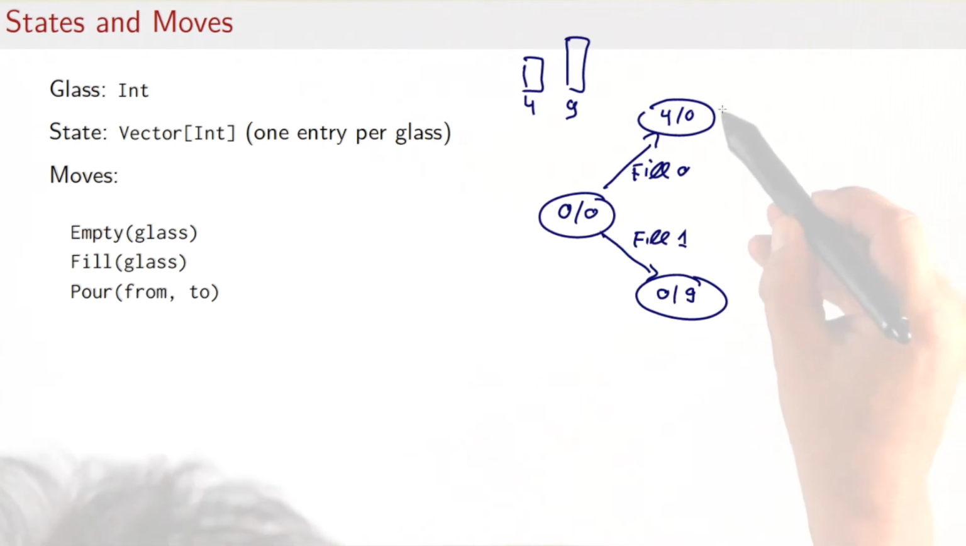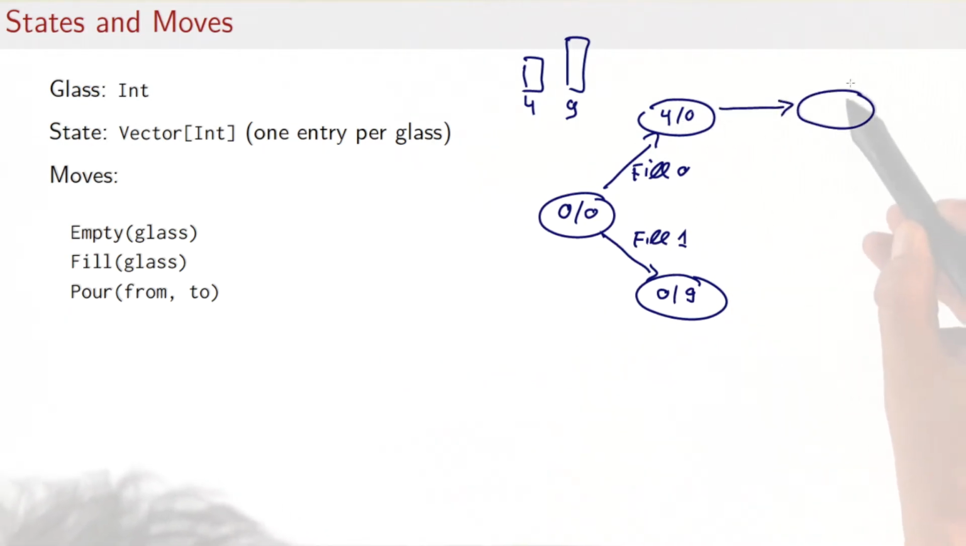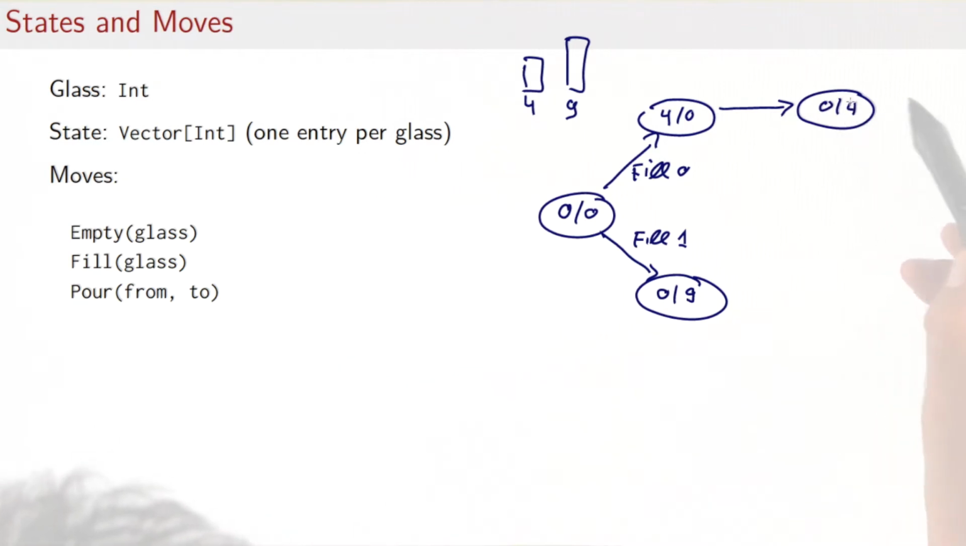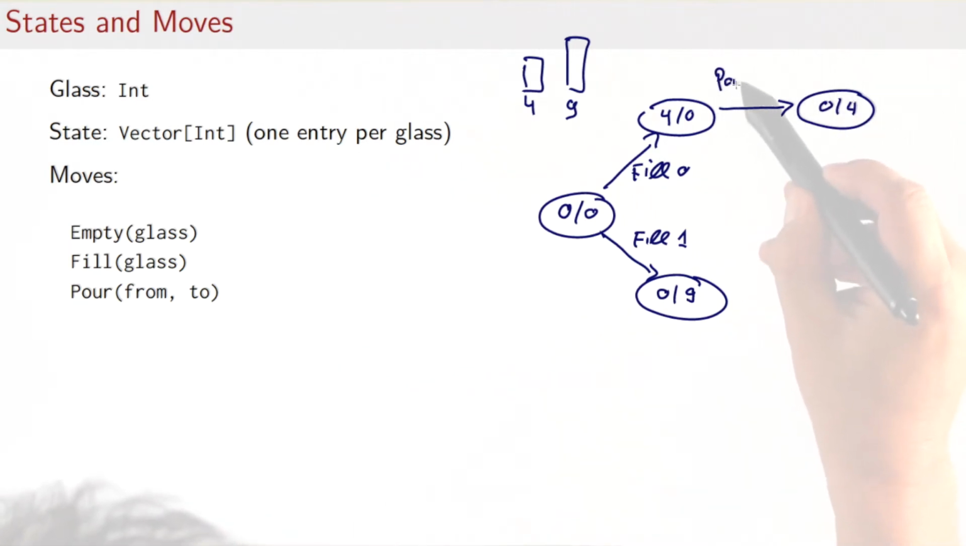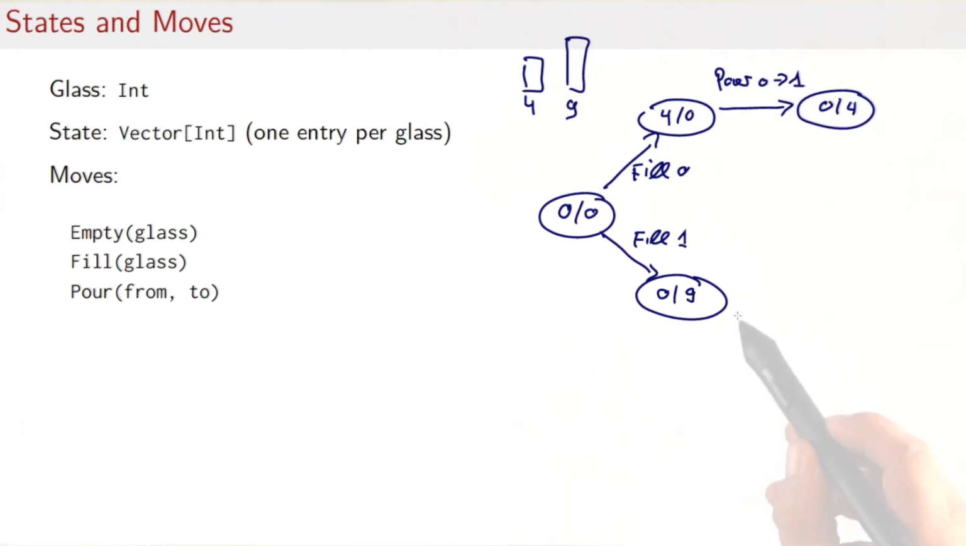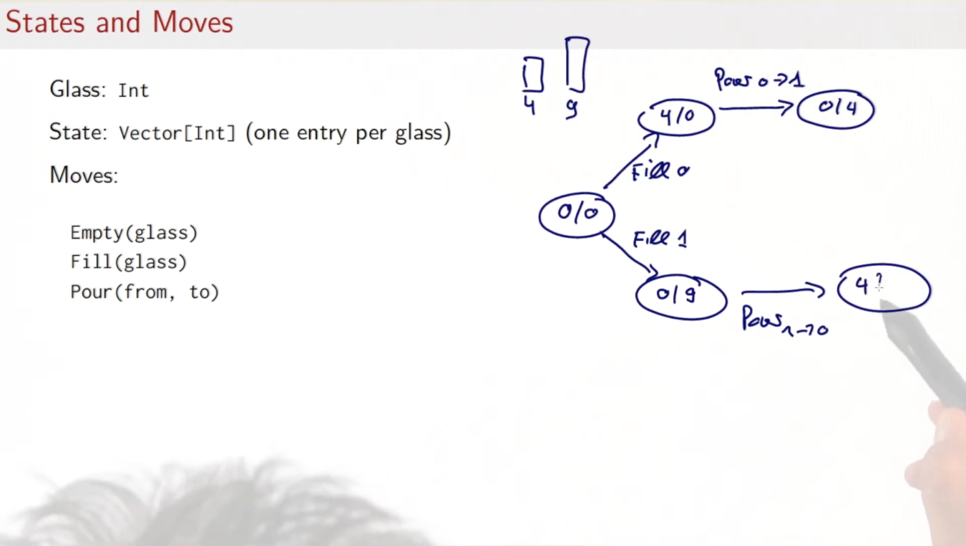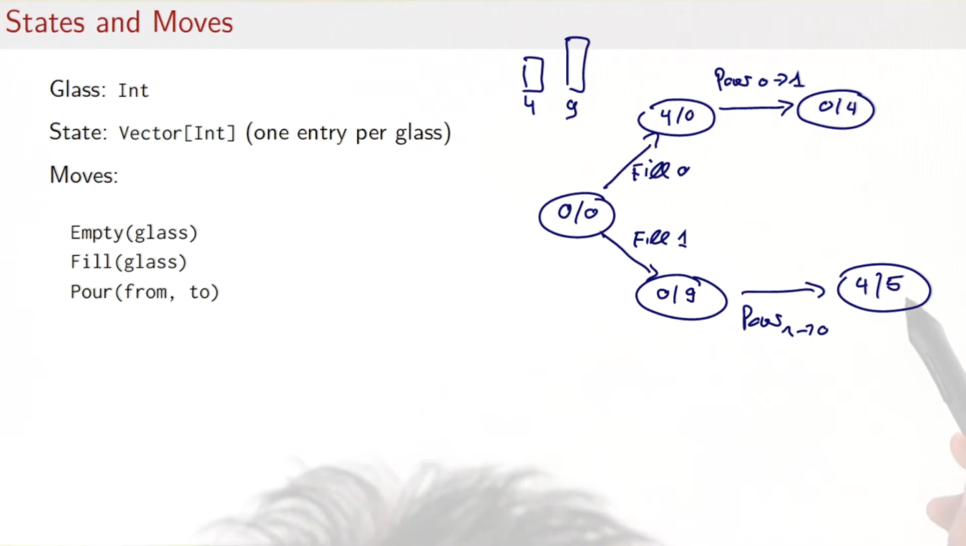From there on, we could pour, starting from this state here, from glass 0 into glass 1. That would give us the state 0, 4. The action would be pour 0 to 1. Or we could, for instance, pour 1 to 0 here. Then we would end in a state where the first glass has 4, it's full, and the second glass has 5 deciliters in it, because that's what remains.